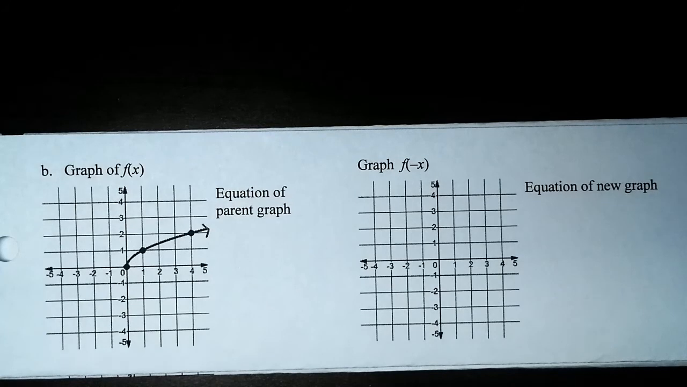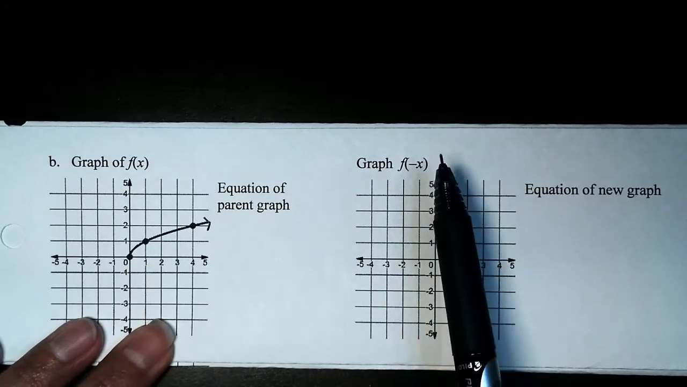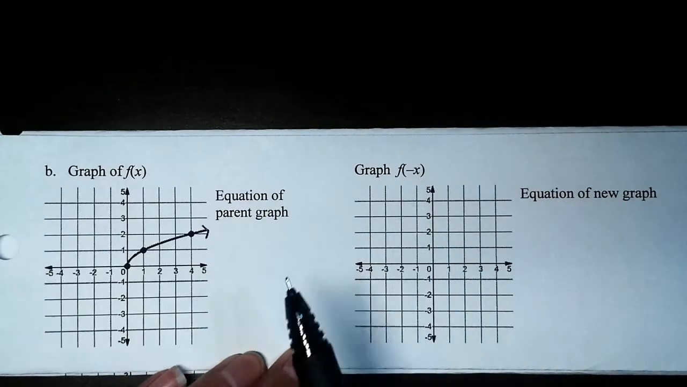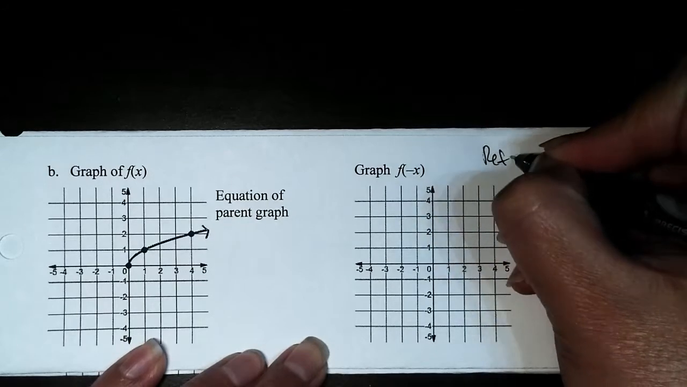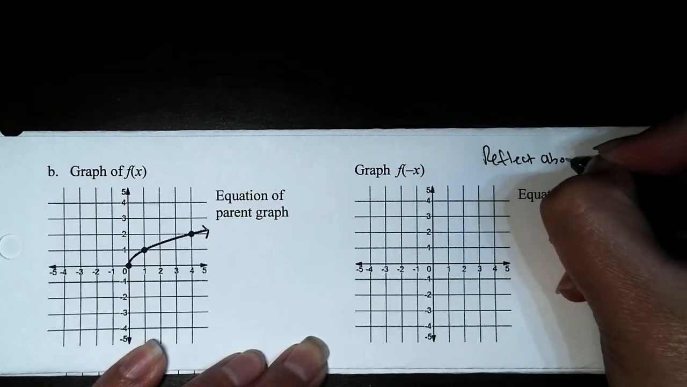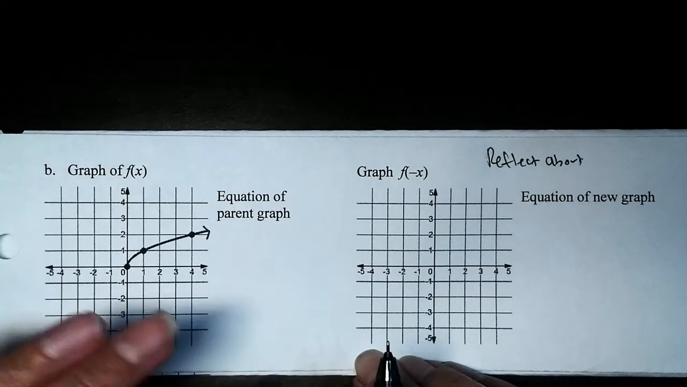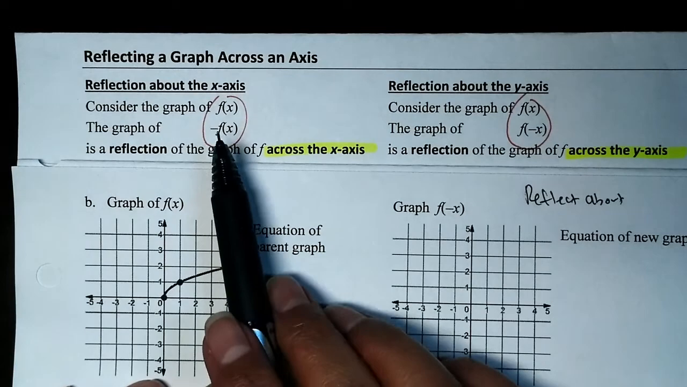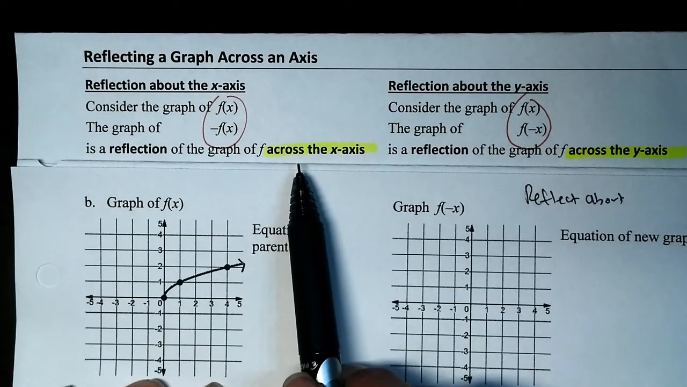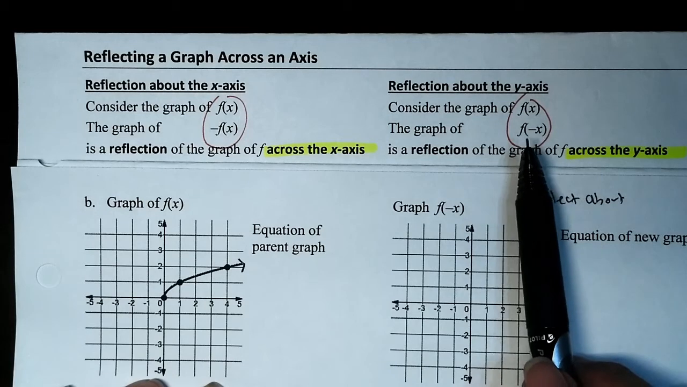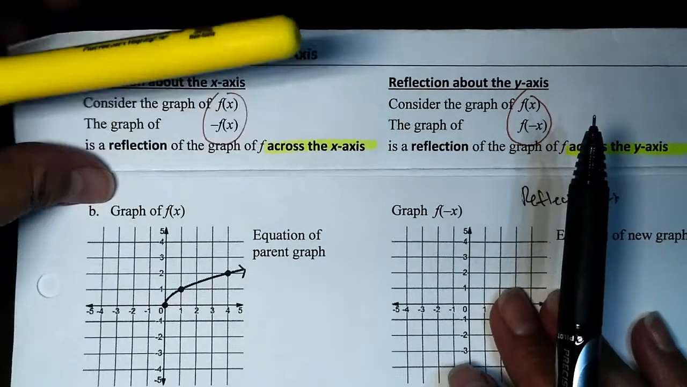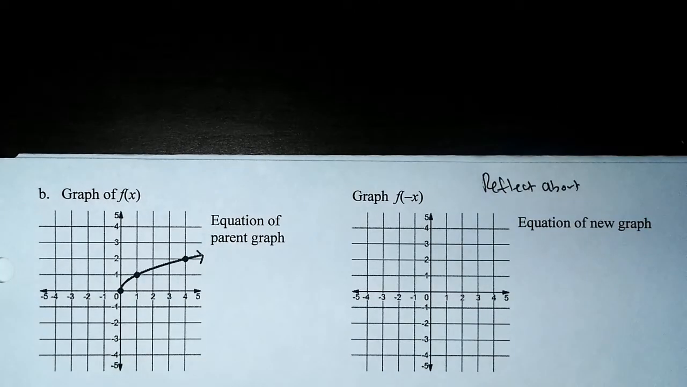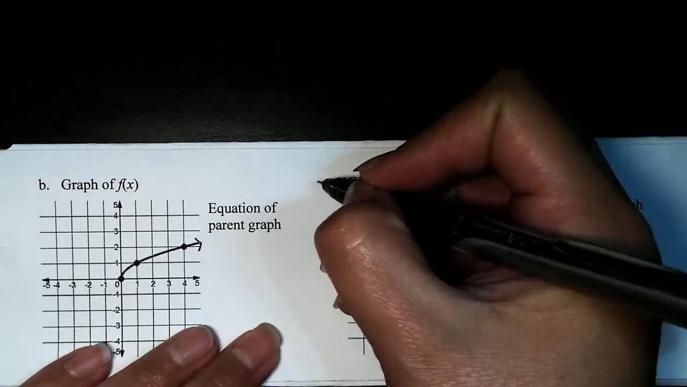Okay, so we have the graph of f of x, and then we are asked to graph f of -x. So we have a negative sign, so it's some kind of reflection. So let me go ahead and reflect about the something axis. Again, you can either remember, if we have negative f of x, then we reflect about the x-axis, and if we have f of -x, then we reflect about the y-axis. But what I recommend is that you understand as much as you can, and then memorize what you absolutely have to.